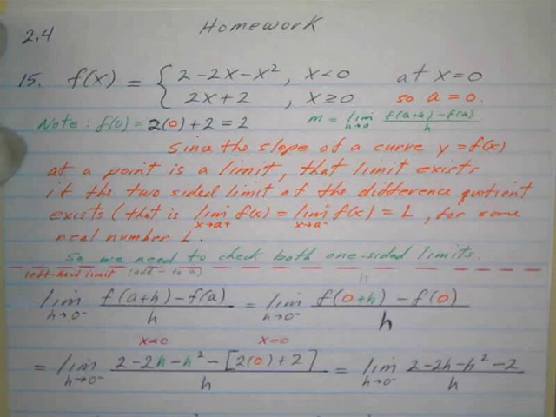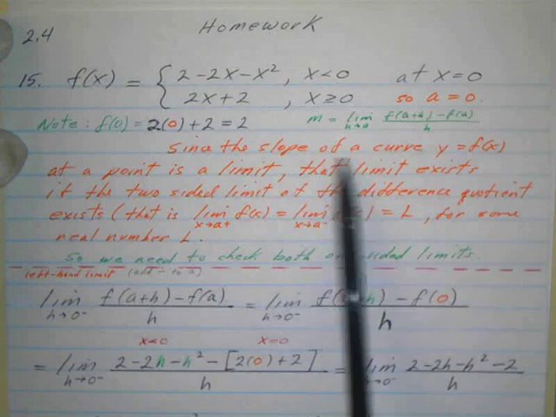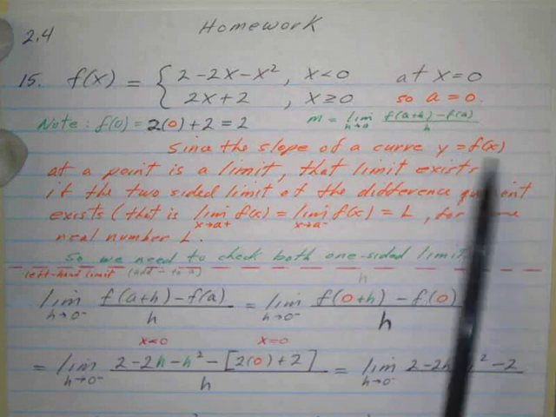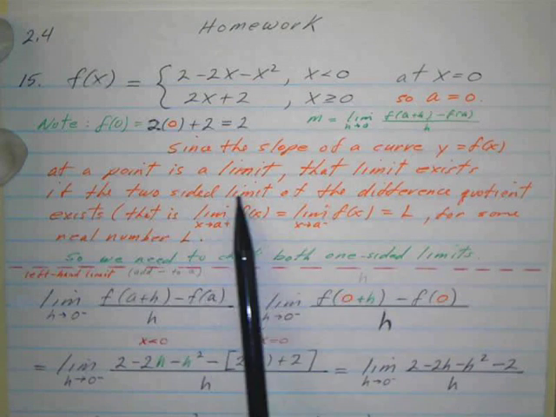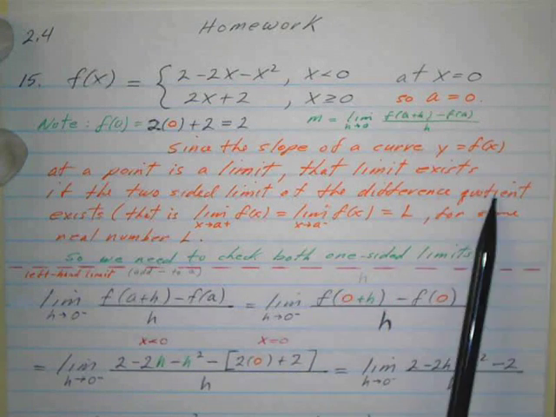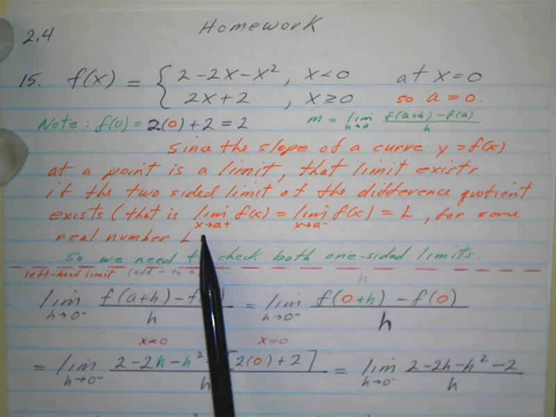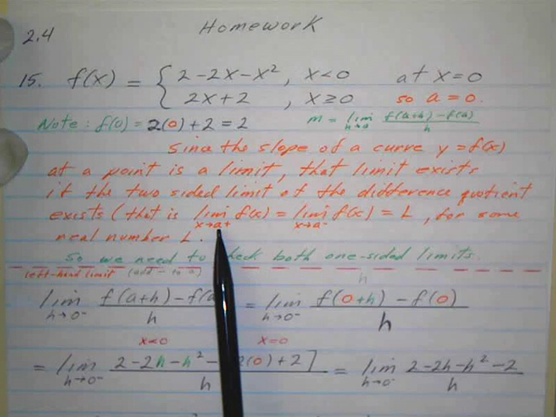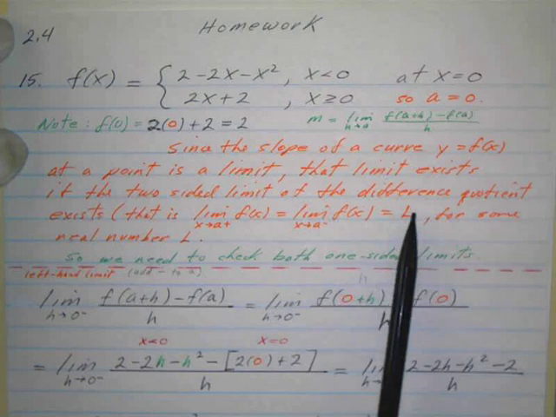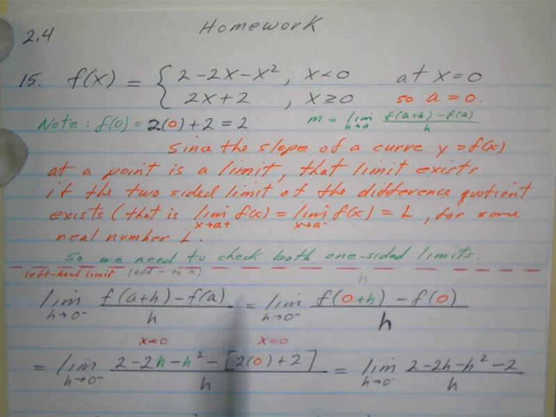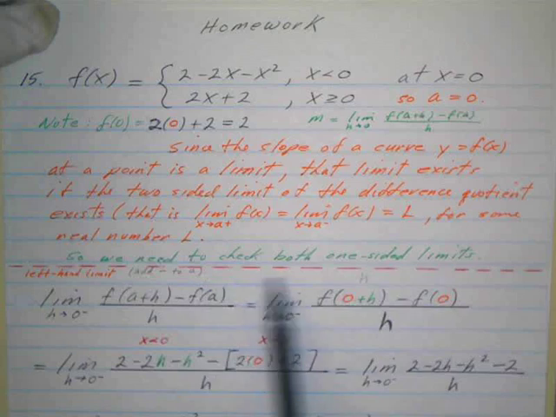Okay, so I kind of gave you a little information here. Since the slope of a curve y equals f of x at a point is a limit, that limit exists if the two-sided limit of the difference quotient exists. That is, if the limit as x approaches a from the positive direction equals the limit as x approaches a from the negative direction equals some L, for some real number L. So we need to check both one-sided limits.